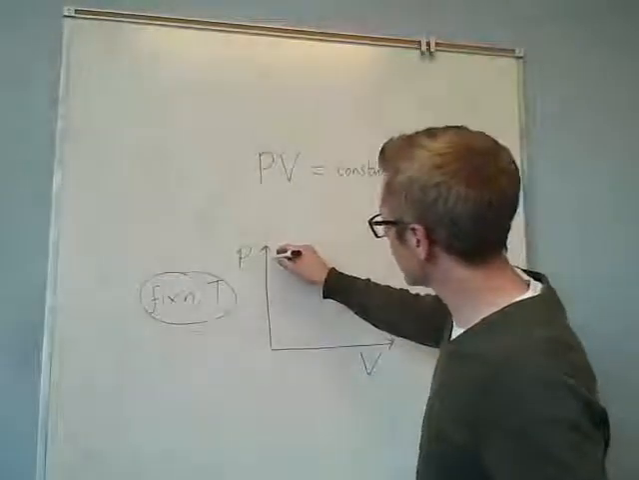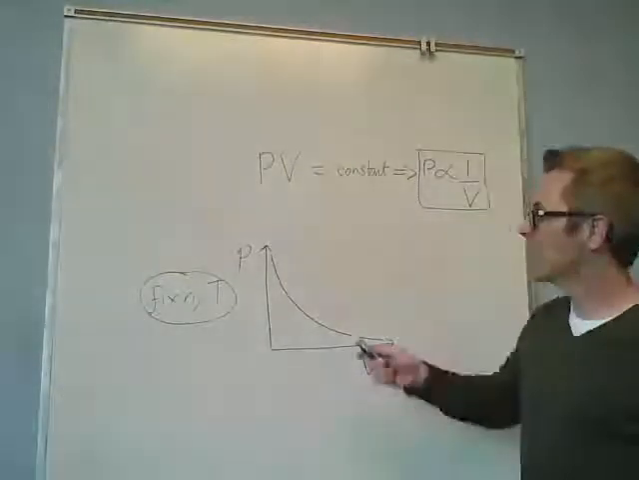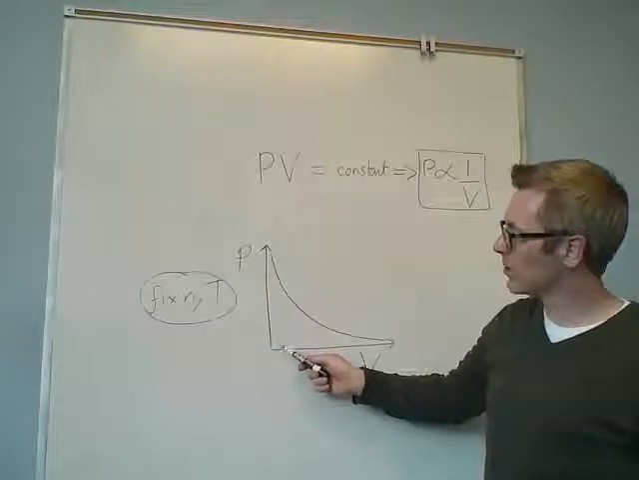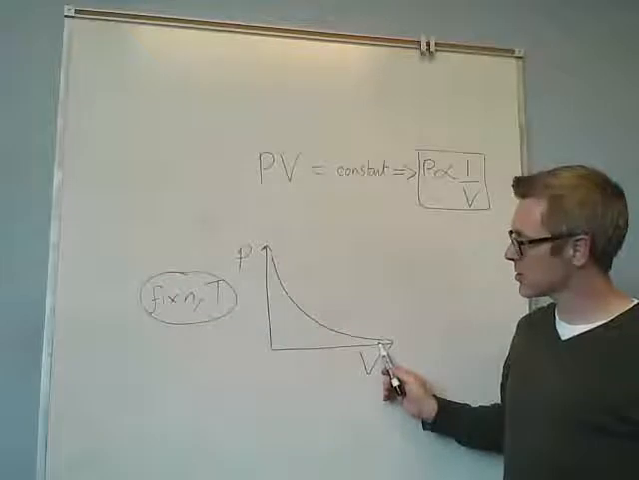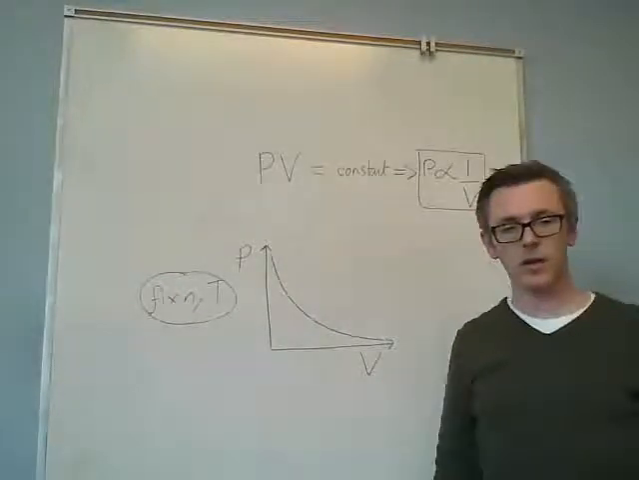What does the graph look like? The graph would look like this. As pressure is large, volume is small. Looking over here, if volume is large, the pressure is small. So this is an indirect or an inverse relationship.